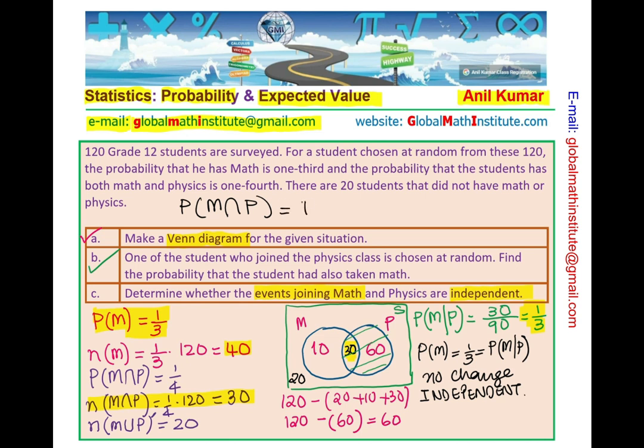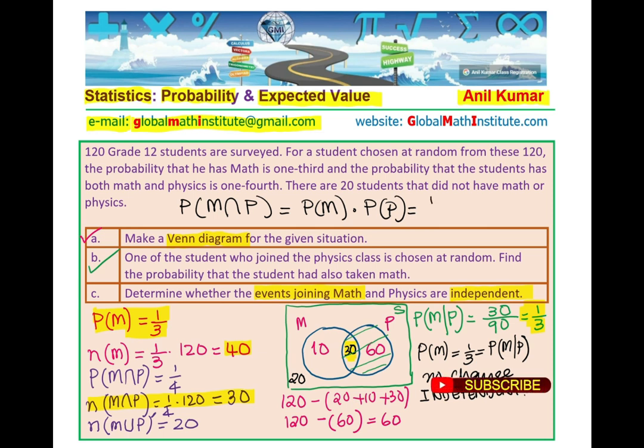The other way could have been that you could find the probability for the intersection of math and physics. That should be equal to the probability of math times the probability of physics, correct? And in that case also you'll find the probability of math is one third. And what is the probability of physics? 90 out of 120, correct? Because there are 90 students who are taking physics out of 120.